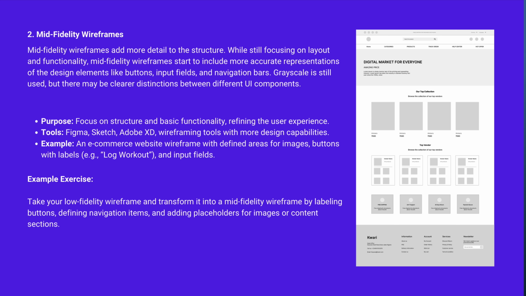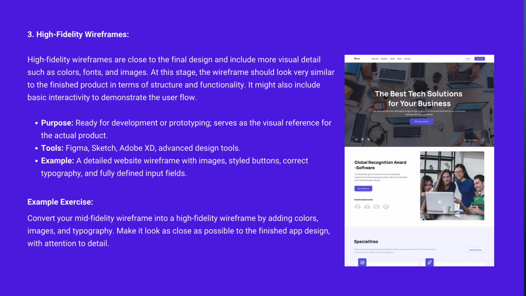So we're going to take on another example, taking our low fidelity wireframe and then transforming it into a mid-fidelity wireframe by labeling buttons, defining navigation items, and adding placeholders for images or content sections. So let's look at the last type of wireframing before we jump back to Figma and create these 3 types of wireframes. The next on our list here is the high fidelity wireframes.